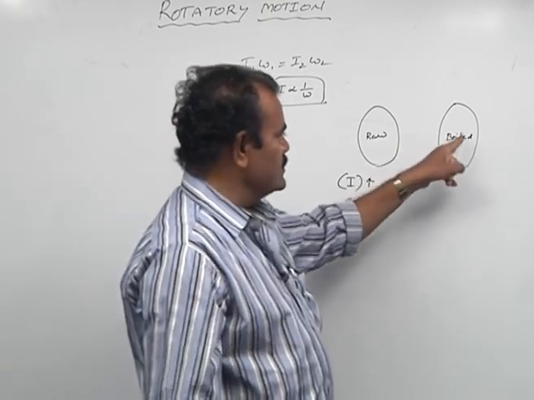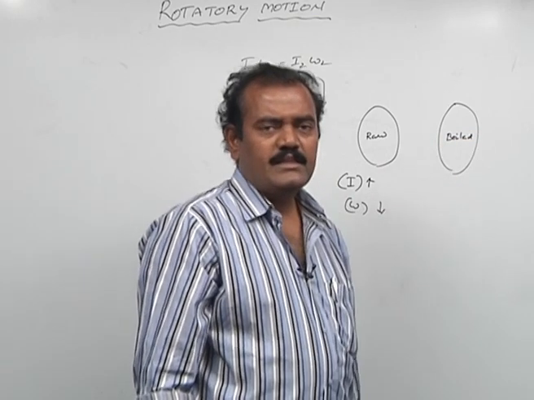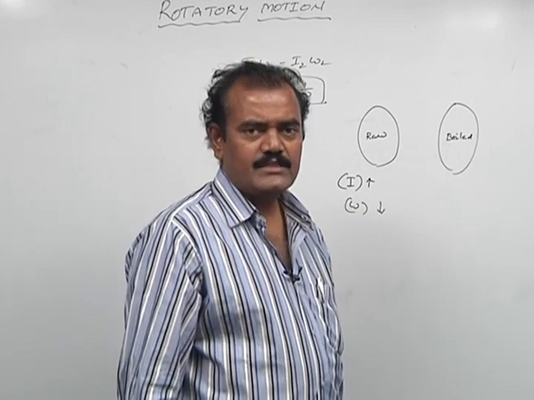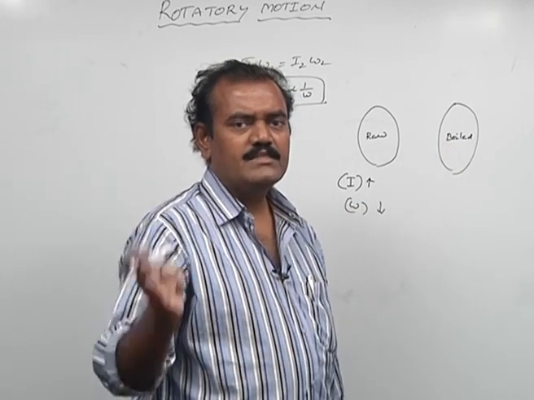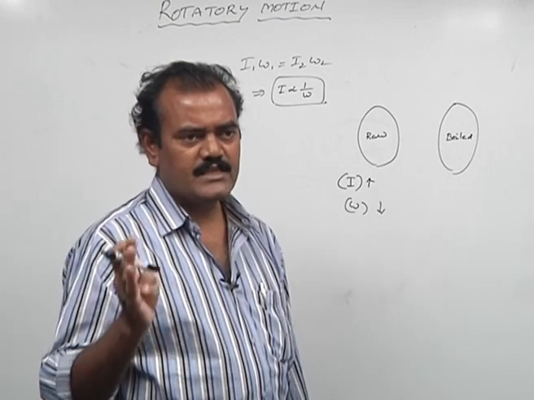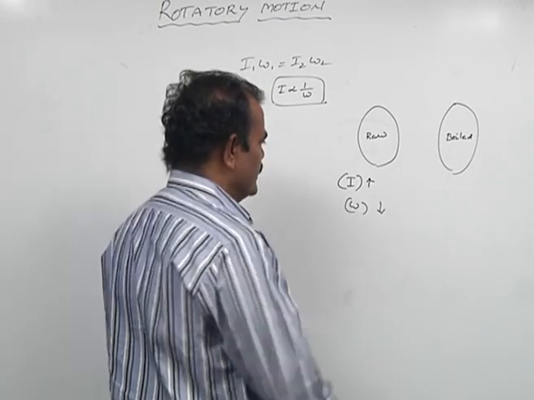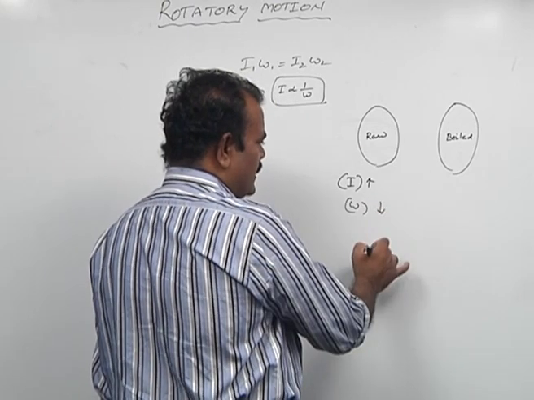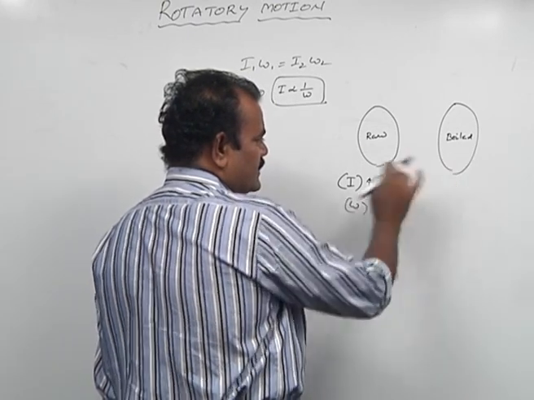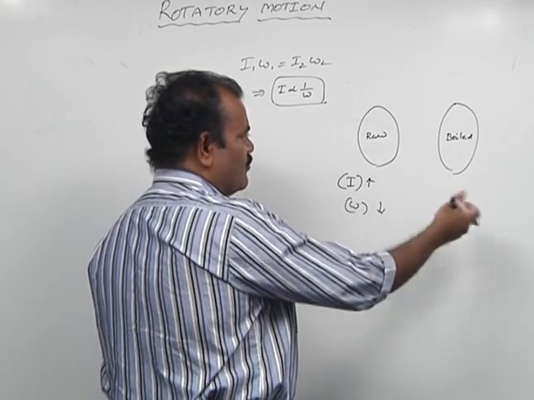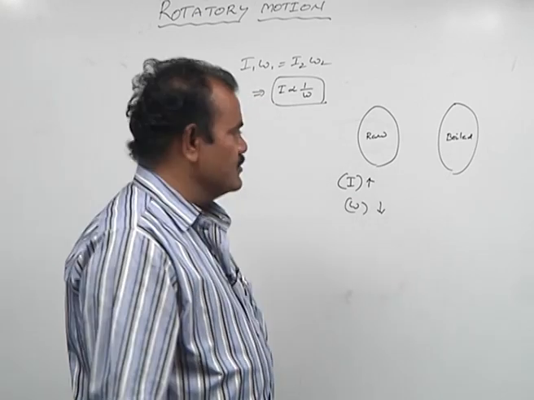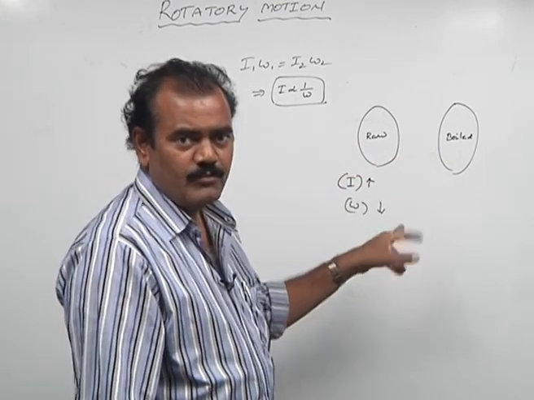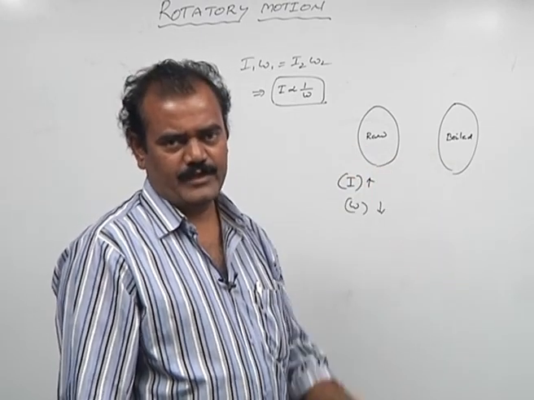When you come to the hard boiled egg, even though it is rotated with angular velocity, there is no change in the position of the inside particles. So here the omega does not change, and that's why it takes some more time to come to its final rest. So that's how we can identify the raw egg and the boiled egg, based on the conservation of angular momentum.